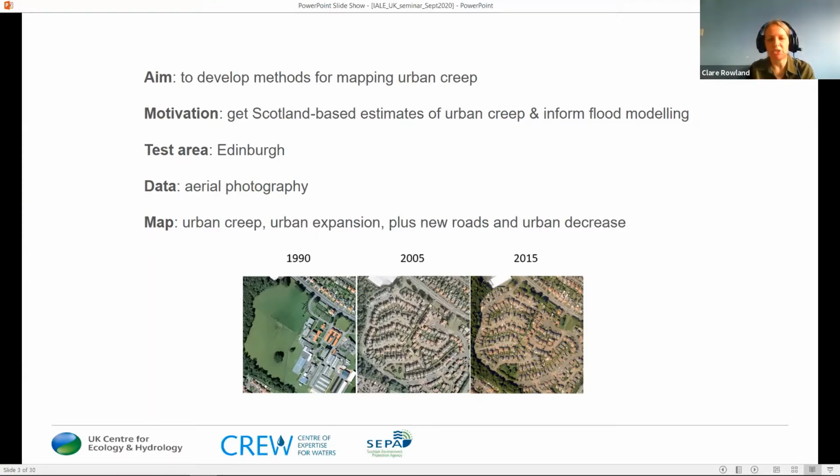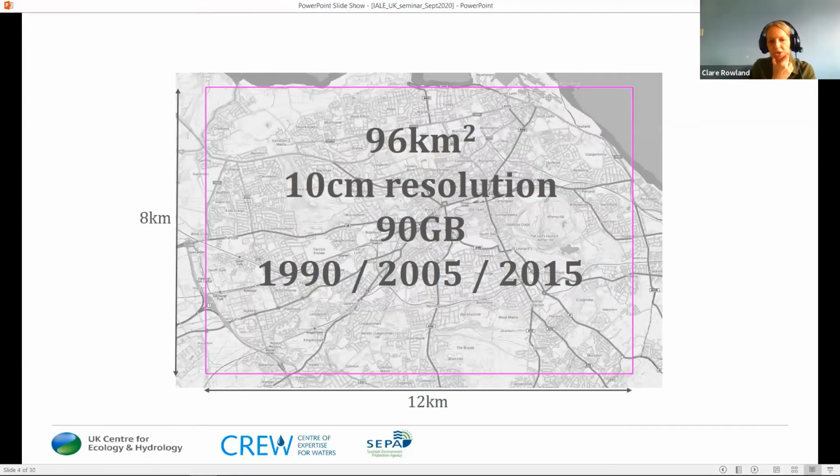So what we wanted to do was to develop a method that we could use for a whole city scale, so for all of Edinburgh, and also to get some Scottish estimates. So we had aerial photography for 1990, 2005 and 2015. We were looking at a 96 kilometre squared area, so 8 kilometres by 12 kilometres. We had 10 centimetre resolution aerial photography, which was 90 gigabytes over the 3 years that we had.